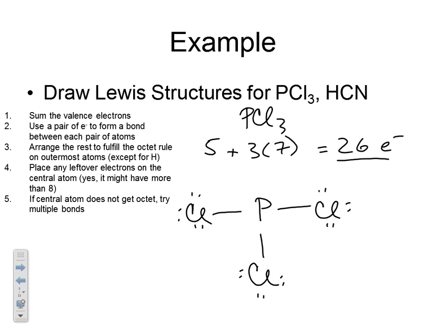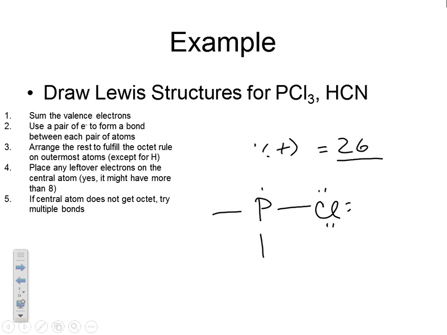So I'm going to put any leftover electrons on my central atom. And then I just do a quick check that yes, every atom here has a full octet. So boom, that is the correct Lewis structure for PCl3. So now we're going to draw one for HCN.